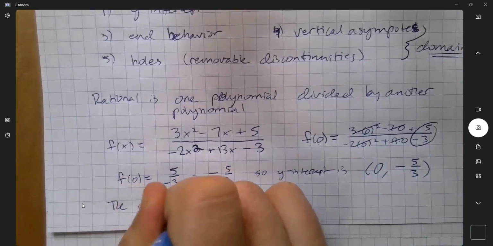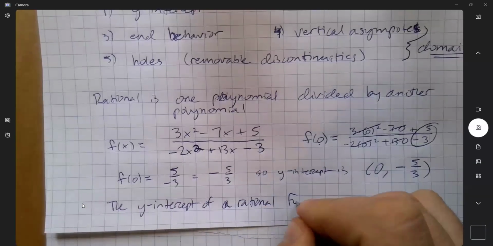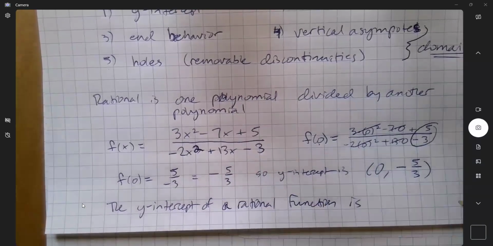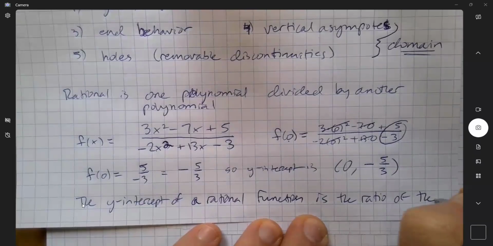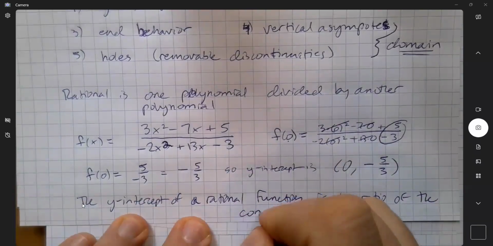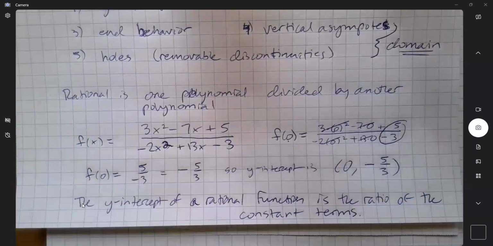The y-intercept of a rational function is the ratio of the constant terms. That takes care of the first one. I think the y-intercept is one of the simpler ideas working with rational functions. Let's skip x-intercepts for now and go to end behavior.